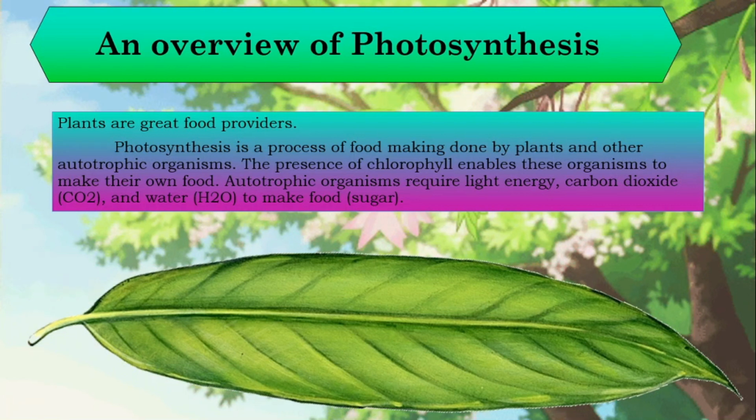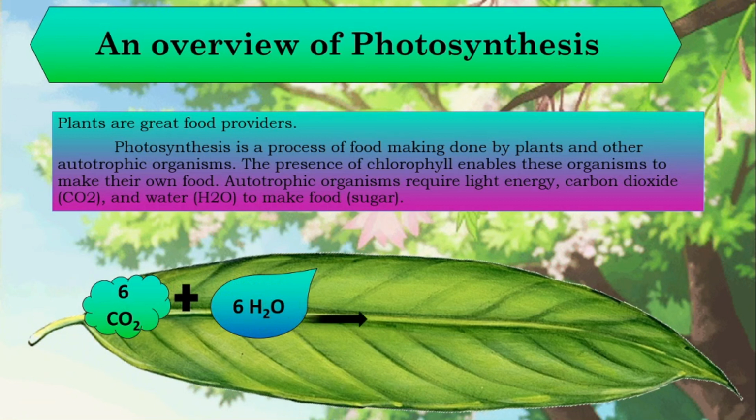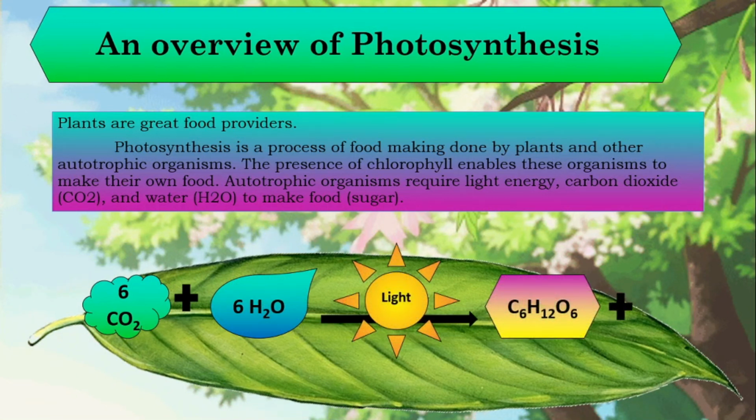The process is summed up in the following equation: 6 molecules of carbon dioxide plus 6 molecules of water plus light energy are transformed into 1 molecule of sugar, or glucose, plus 6 molecules of oxygen gas.